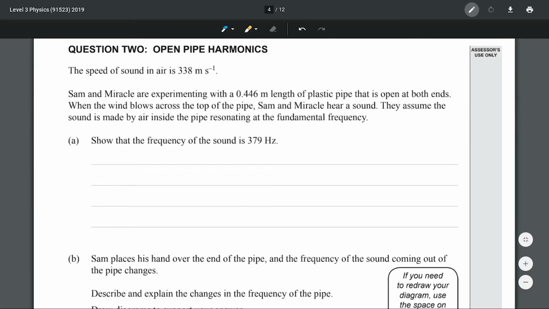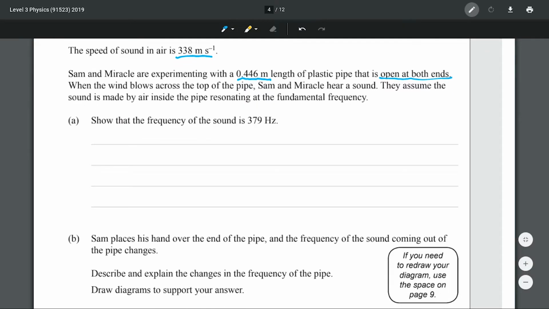Question 2. The speed of sound in air is 338 meters per second. Sam and Miracle are experimenting with a 0.446 meter length of plastic pipe that is open at both ends. That is an important bit of information. When the wind blows across the top of the pipe, Sam and Miracle hear a sound. They assume the sound is made by air inside the pipe resonating at the fundamental frequency. Show that the frequency of the sound is 379 Hz.